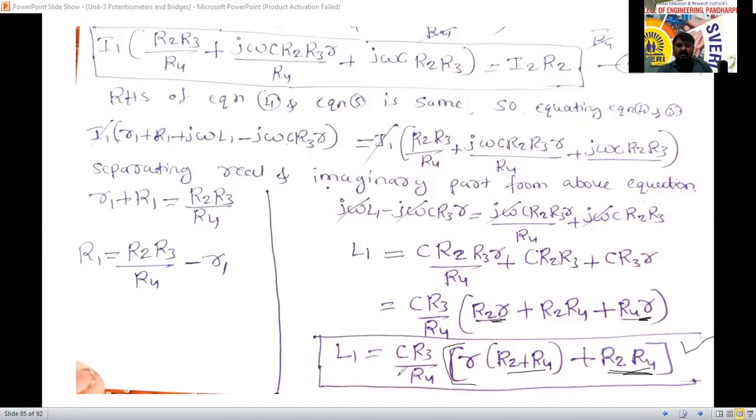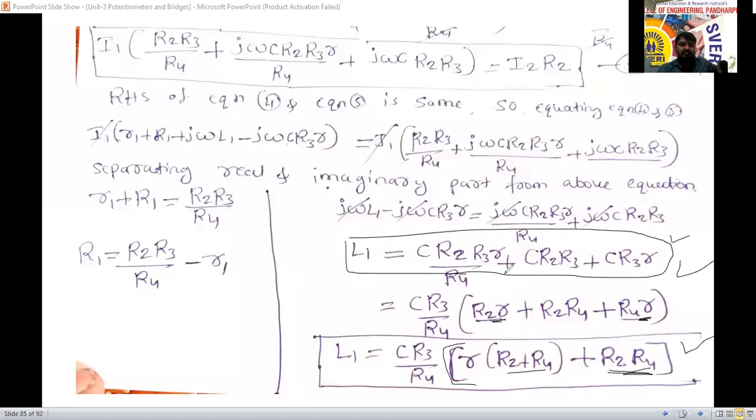Now this one we can also write directly. This is also the unknown inductance formula. Which one can you remember? This is the simplified form. This is the direct form. After separating the real and imaginary terms, that is also the unknown inductance formula. This is the unknown resistance formula here.